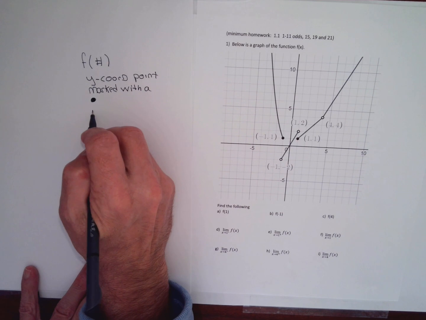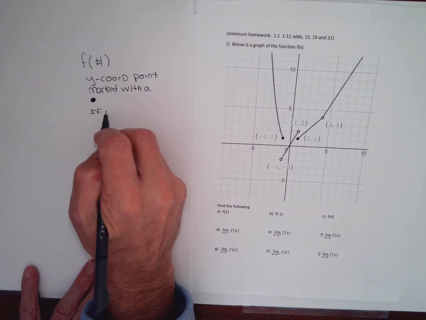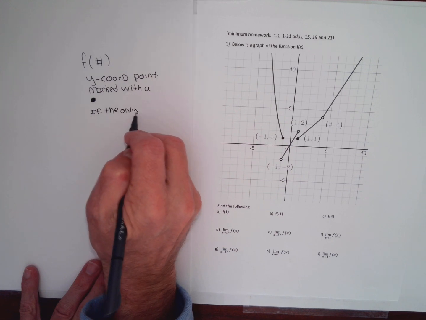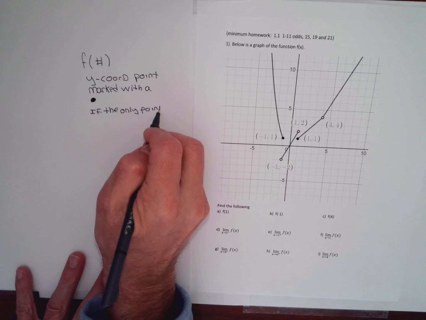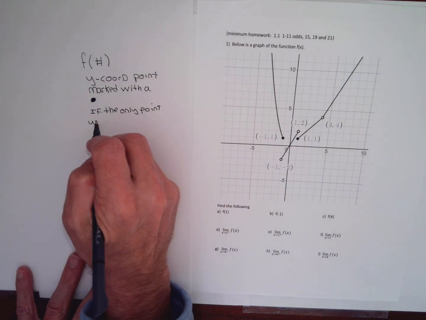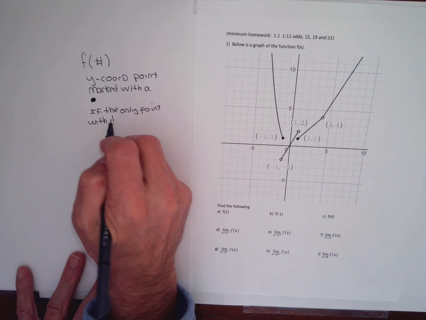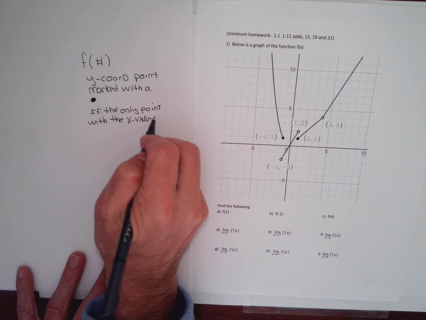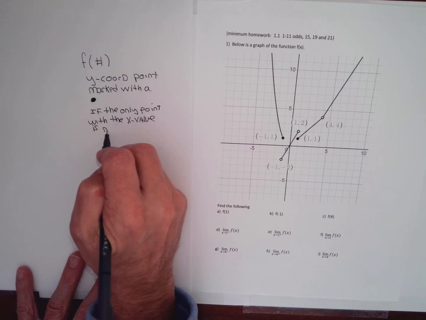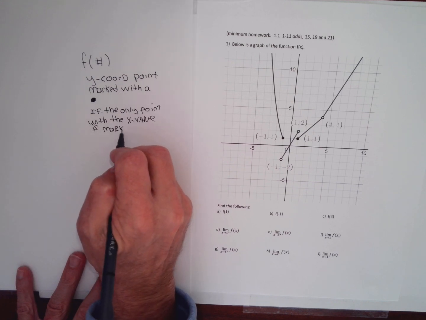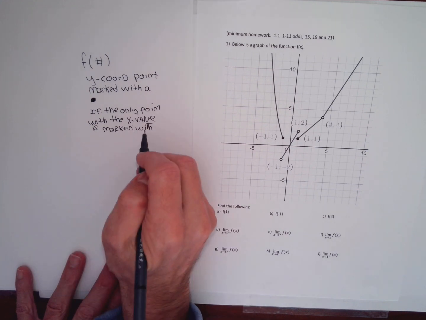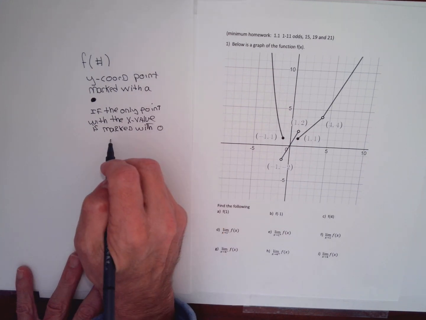And if the only point above that x value, the x value in the parentheses, is marked with an open circle, and it hardly looks like it, but it is, then it's going to be a DNE.